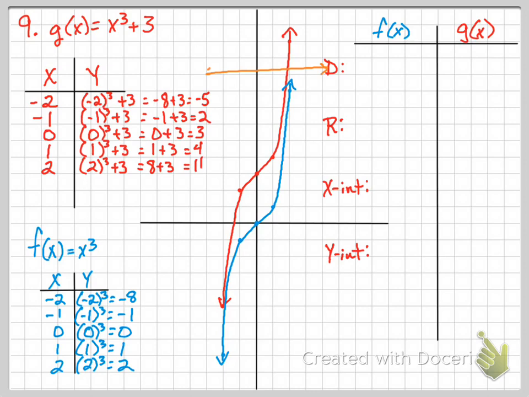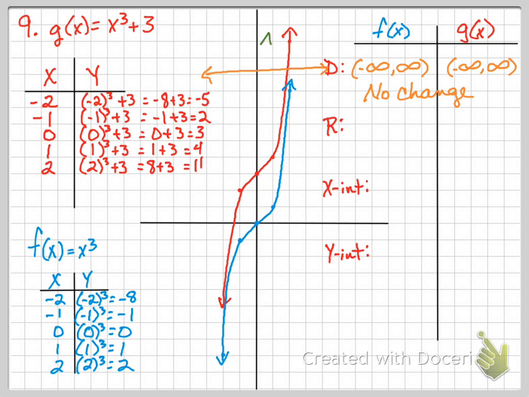Our parent function in blue has a domain of all real values. And as we can see, the domain on the red graph, the changed graph, is also all real values. Okay, so negative infinity to infinity. So here we see no change in our domain.